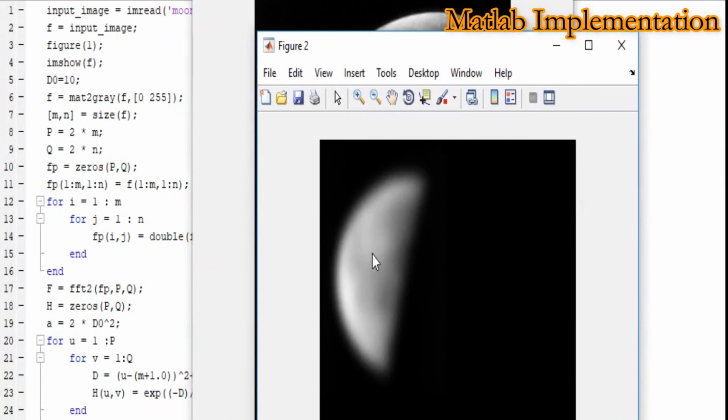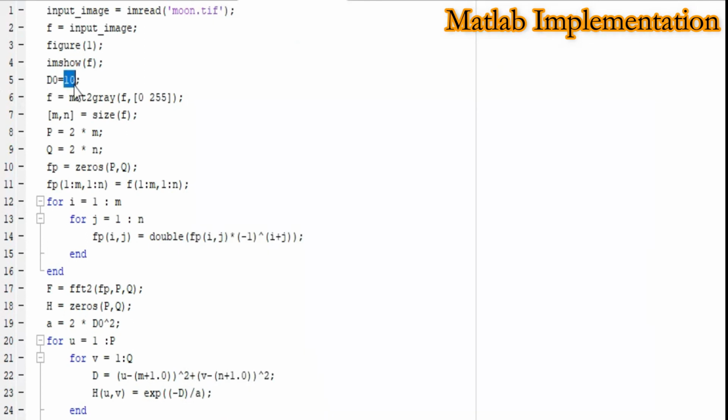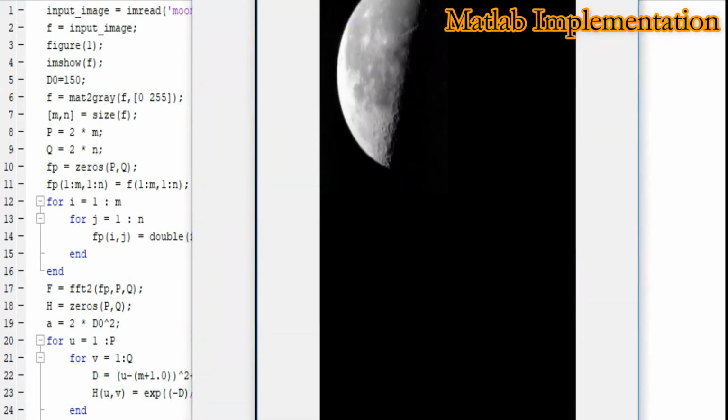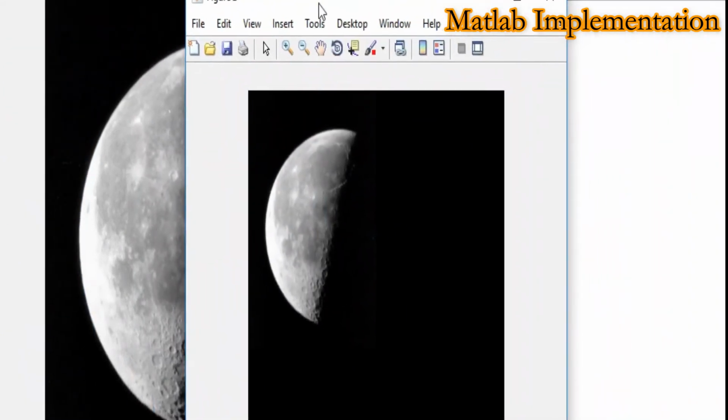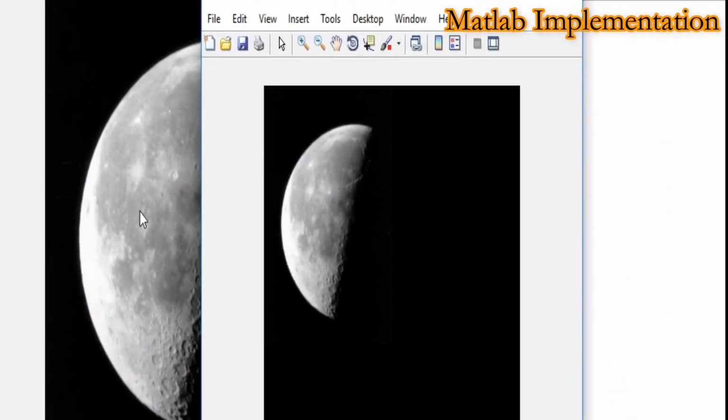The image is not clear because the cutoff frequency is 10. If I change this cutoff frequency to 150, you can see the output. This is the input image and this is the output image. The output image looks very similar to the input image because the cutoff frequency is 150. Okay, this is about the implementation of the Gaussian low pass filter.